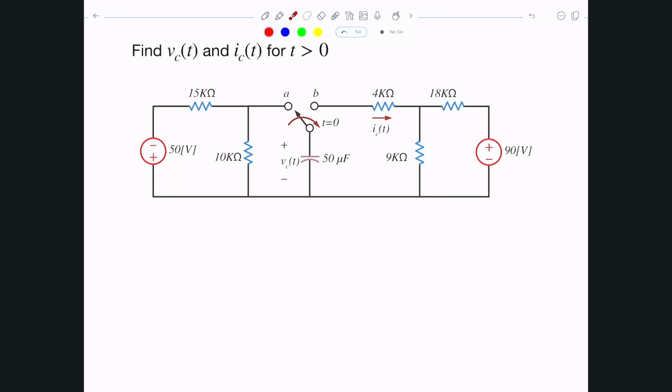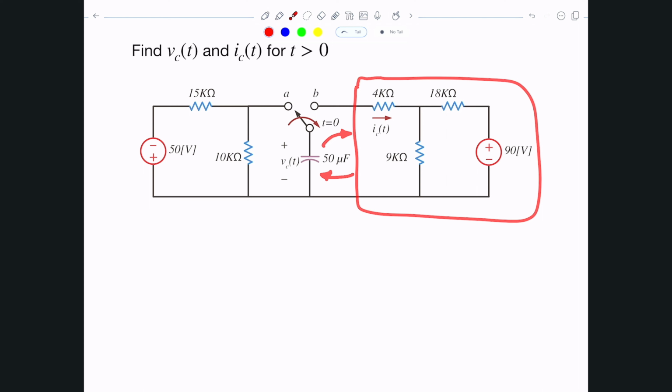There are a couple of ways that capacitor will interact with that 90 volt. It will either give some of its initial energy to that 90 volt, or maybe it will take some energy from the 90 volt source, or from the whole circuit, not necessarily the 90 volt. And we'll figure it out using these equations.